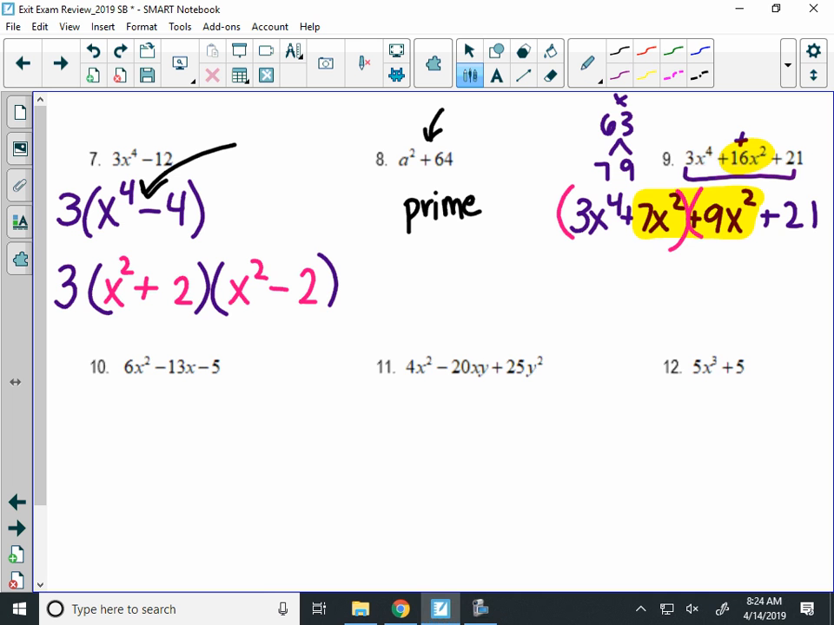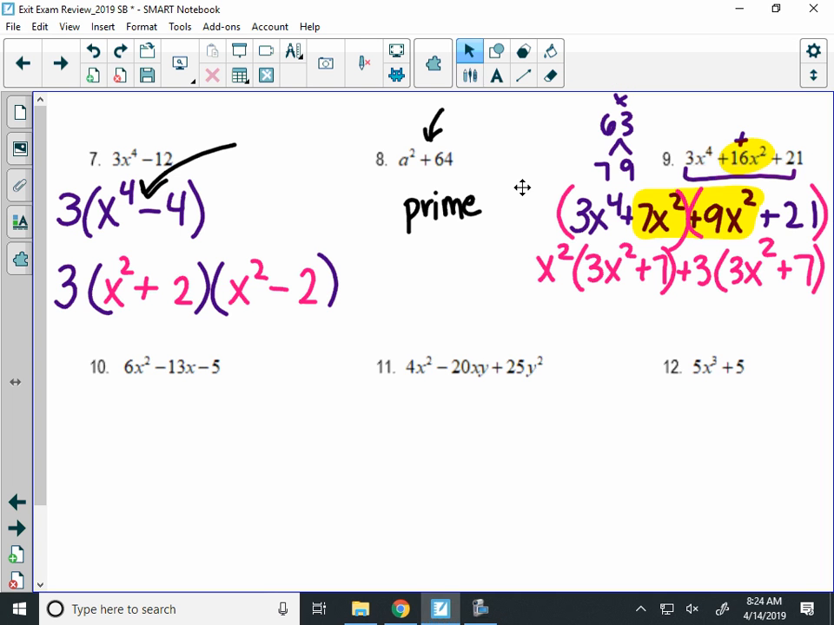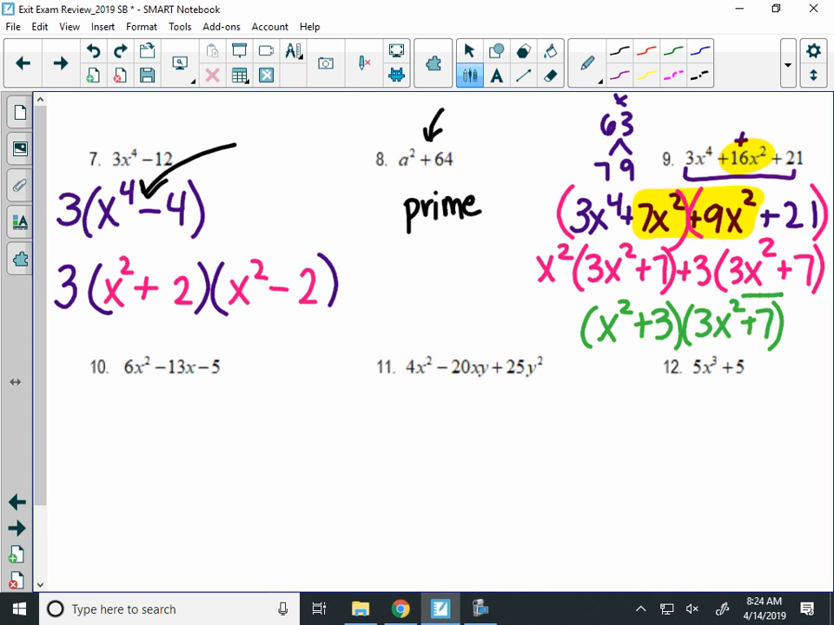Group the first 2, group the last 2. Pull out a GCF. And then the GCF in the second one would be 3. Great, and now you should be able to see the final factor form will be x squared plus 3 and 3x squared plus 7. Neither of those factor any farther. Neither of them have a minus sign. You can't do difference of squares, so that would be it.